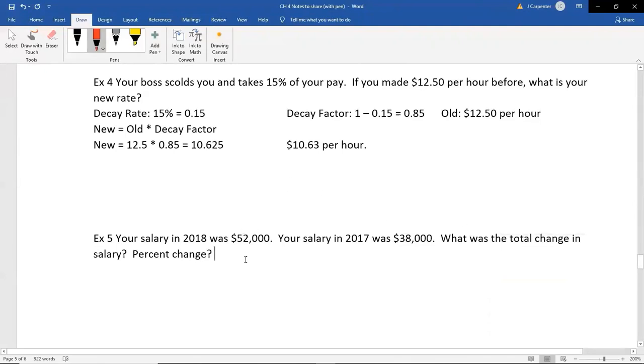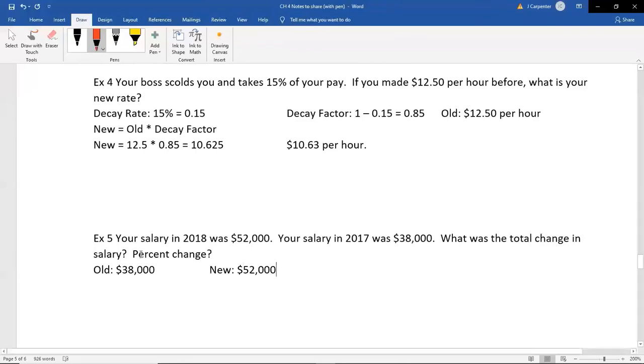All right, so salary in 2018, salary in 2017. I don't see any percents. I don't see any growth or decay rates. I see old and new. So the old value was the 38,000. The new value is the 52,000.